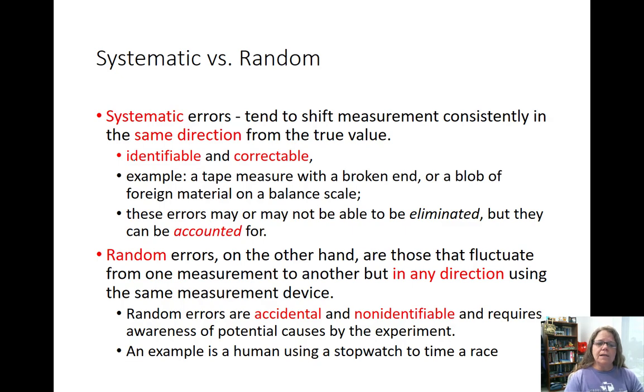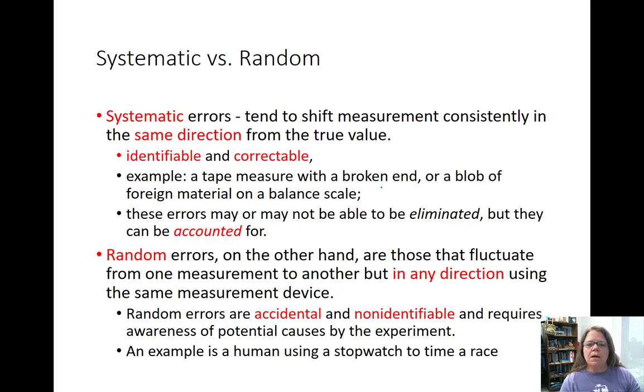So let's say, how many of you in your garage at home have a tape measure that has the end broken off? When you make a measurement, you just sort of account for that, right? You can't find the end. You're never going to reattach the end, but you can account for it. So you can't correct it, but it's identifiable, and you just add an inch to every measurement you make.